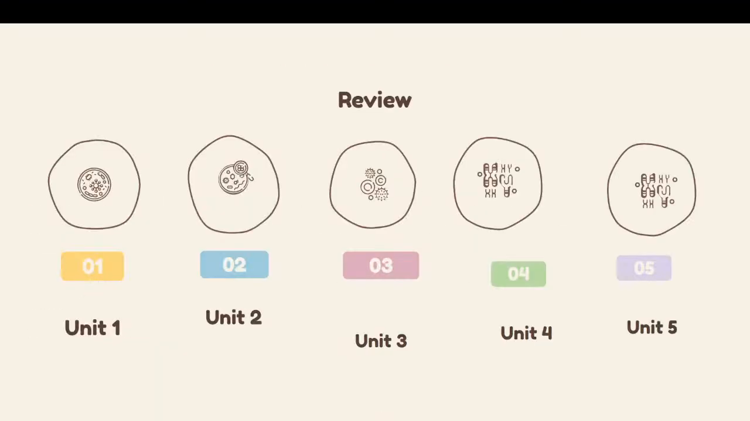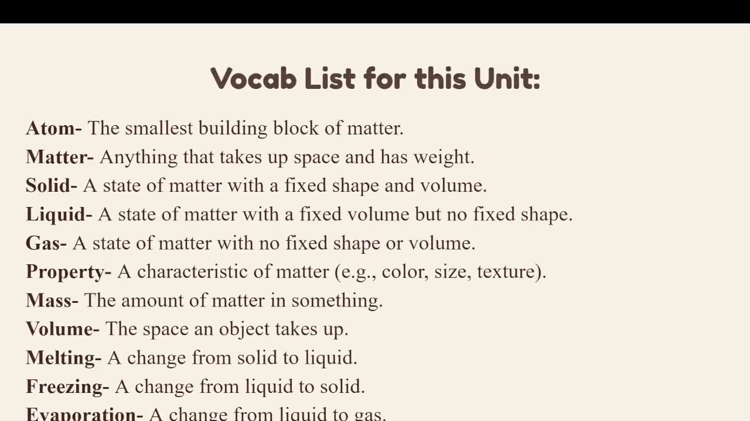So the first one, we're going to start off with chemistry, the basic chemistry that we learned, which was atoms, states of matter, and properties of matter. So the vocab list that everybody should have memorized for this unit is that atom is the smallest building block of matter. The atom has both protons and neutrons in its nucleus and electrons in its orbitals, or in the electron field.